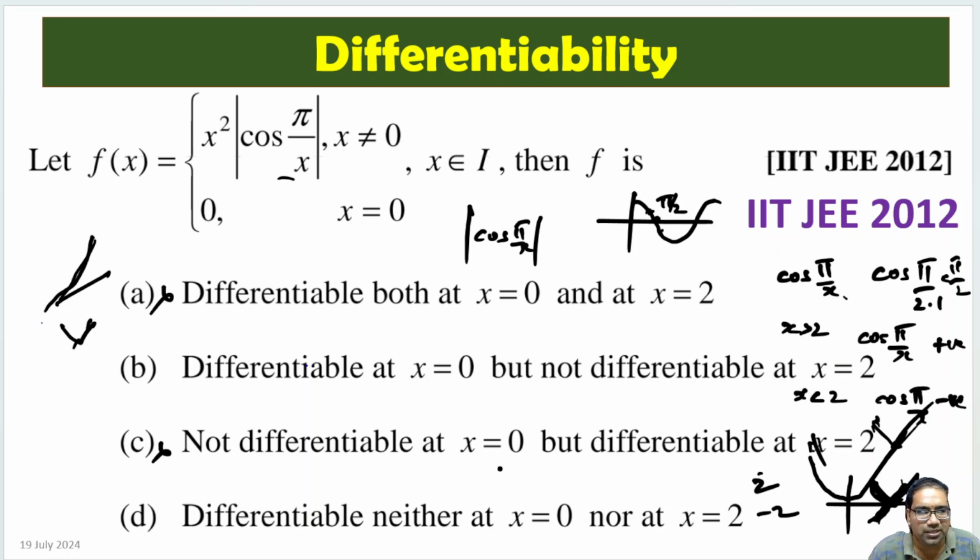It is not differentiable at 2 because of this absolute function, we are creating a corner here where the slope, which was normal, we are breaking the slope.